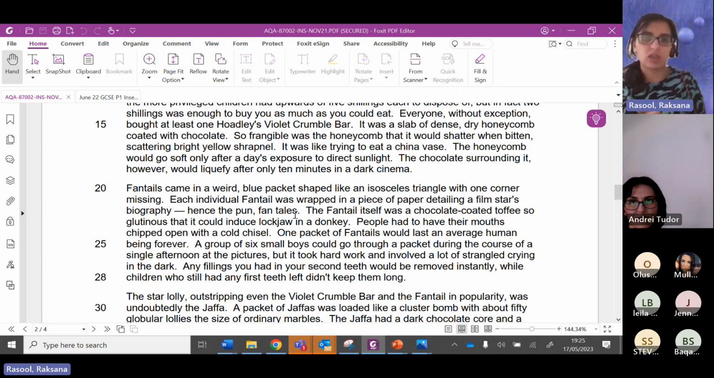Hence the pun, fantails. The fantail itself was a chocolate-coated toffee so glutinous that it could induce lockjaw in a donkey. People had to have their mouths chipped open with a cold chisel. One packet of fantails would last an average human being forever, but a group of 6 small boys could go through a packet during the course of a single afternoon at the pictures. But it took hard work and involved a lot of strangled crying in the dark.